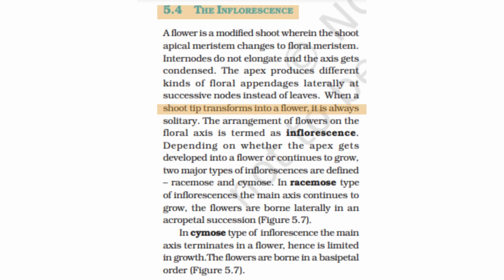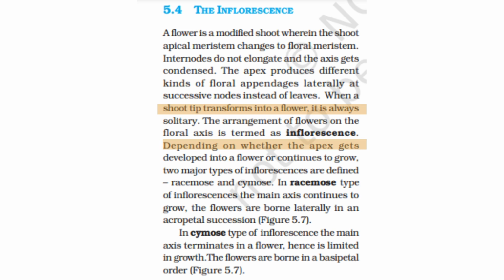The inflorescence. A flower is a modified shoot, wherein the shoot apical meristem changes to floral meristem. Internodes do not elongate, and the axis gets condensed. The apex produces different kinds of floral appendages laterally at successive nodes instead of leaves. When a shoot tip transforms into a flower, it is always solitary. The arrangement of flowers on the floral axis is termed as inflorescence.